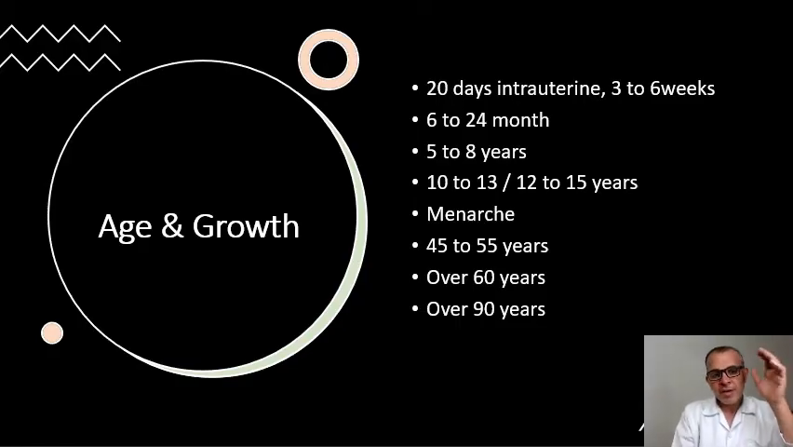So once we arrive at the age and growth slide here, we know that the vertebral column starts at 20 days intrauterine, so roughly 3 to 6 weeks of intrauterine life, and we have some landmarks like 6 to 24 months, 5 to 8 years, 10 to 13, 12 to 15 years, both in girls and boys, which is a growth spurt of the vertebral column.